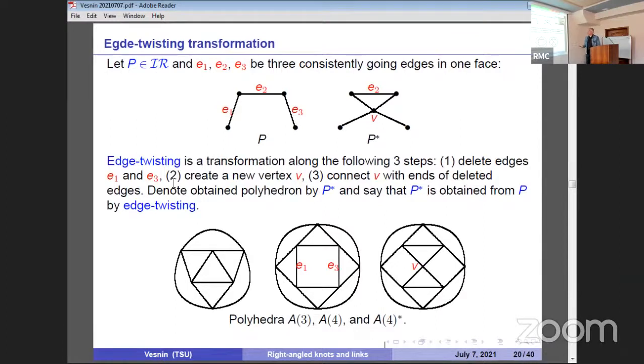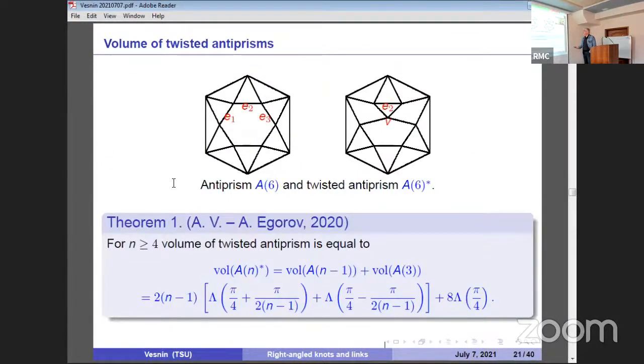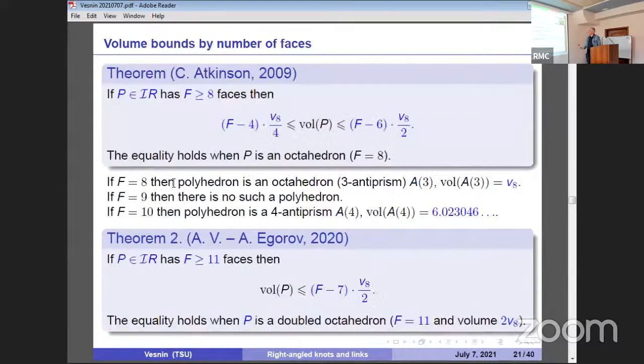So we have a family of antiprisms and this transformation. The next statement is devoted to a special kind. If you apply such a transformation to the antiprism, you obtain something new, which we call a twisted antiprism, and we are also able to calculate its volume in terms of the Lobachevsky function.